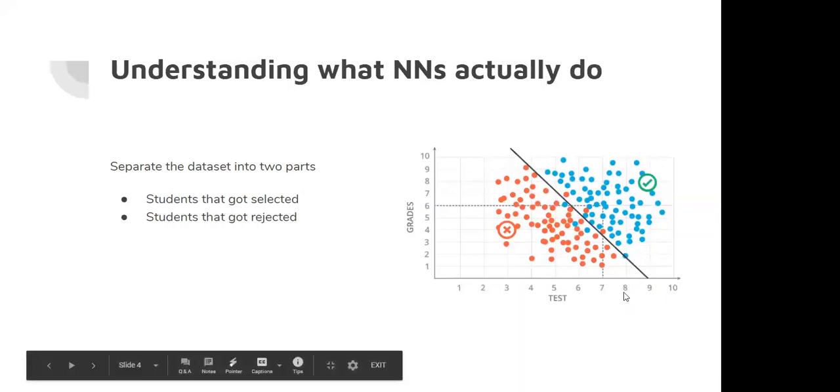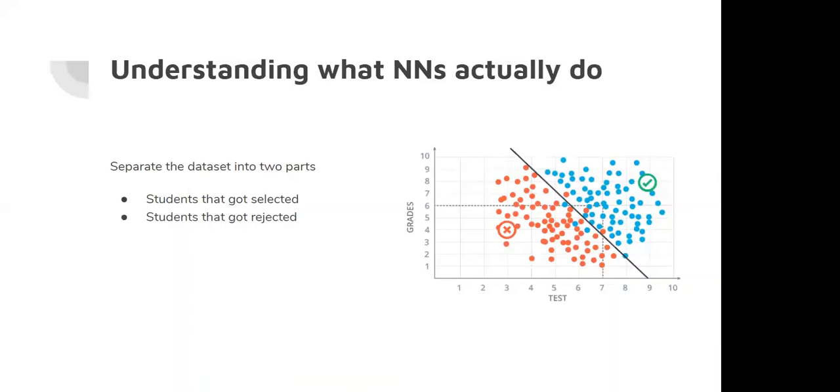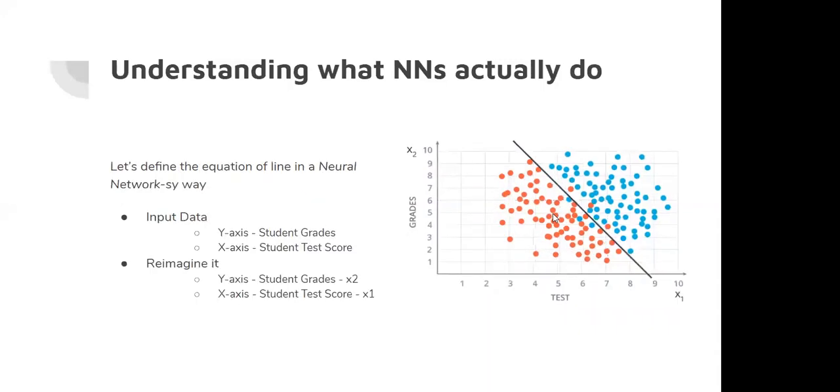The line that we have drawn has an equation of the form y is equal to mx plus c, or you might want to call it y is equal to mx plus b, where b or c is the intercept. We call b the bias. So if I reformulate this equation of a line and put it in a neural network way, neural networks have their own language of sorts. So let's put it in a way that the neural network can understand.